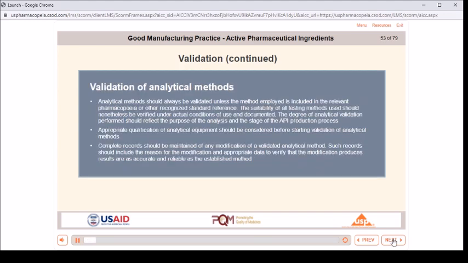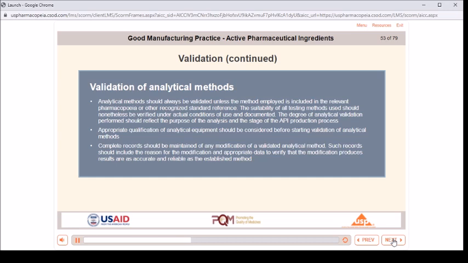Validation continued. Validation of analytical methods. Analytical methods should always be validated unless the method employed is included in the relevant pharmacopoeia or other recognized standard reference. The suitability of all testing methods used should nonetheless be verified under actual conditions of use and documented.